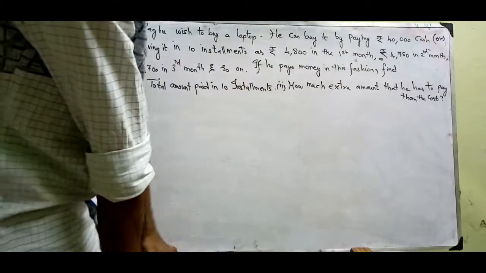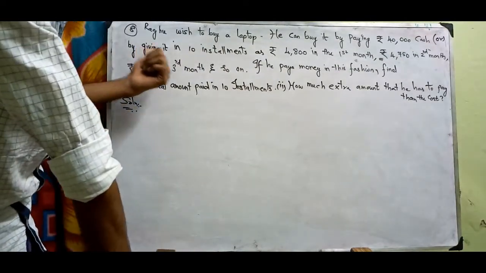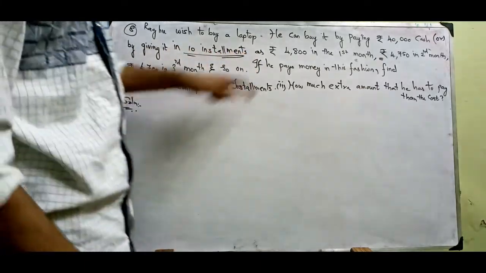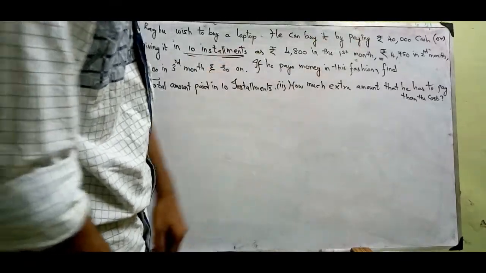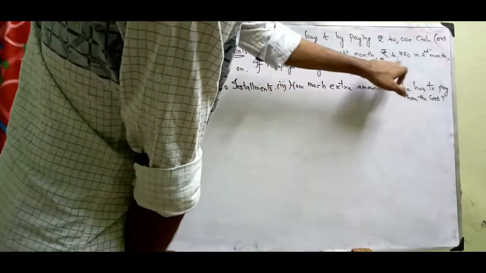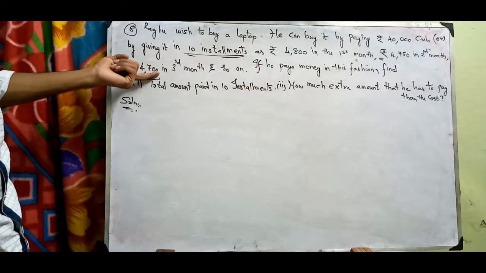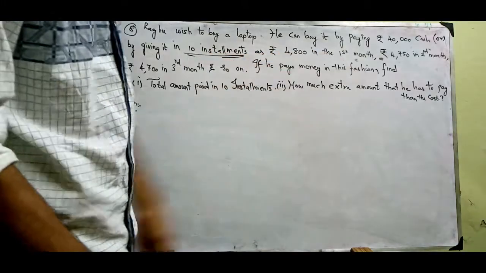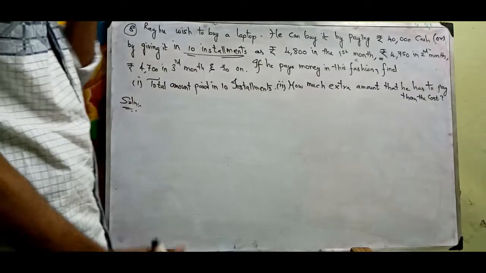So he can buy it by either paying 40,000 cash or by giving it in 10 installments. His 10 installments start with the rate of 4,800 in the first month, and in the second month 50 less, that is 4,750, and 4,700 in the third month, and so on in this way. If he pays money in this fashion, find the total amount paid in 10 installments.